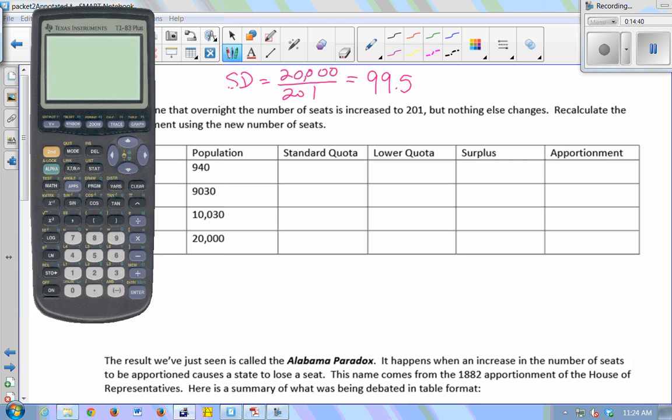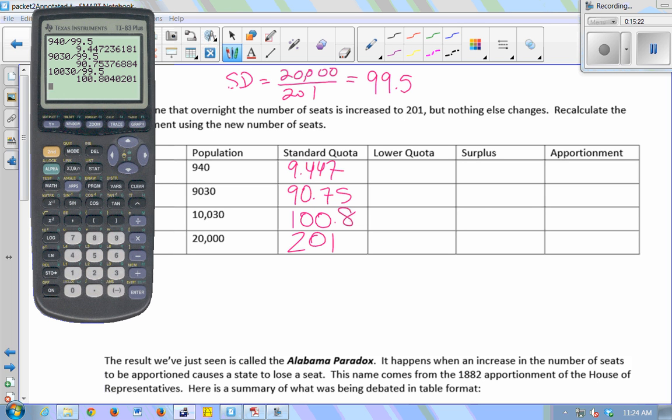Okay, so then I'm going to take each state's population and divide by the standard divisor. 940 divided by 99.5 is 9.447. And 90.75. And 100.8. When I add those up, it should come out to very close to 201. If it's not exactly 201, it's because I rounded some of those numbers as I was writing them down.